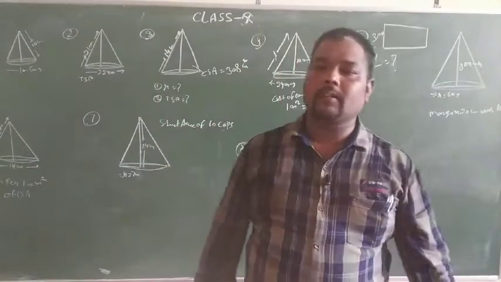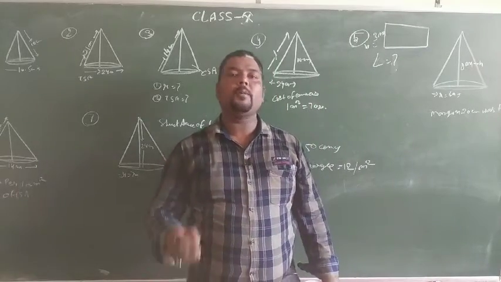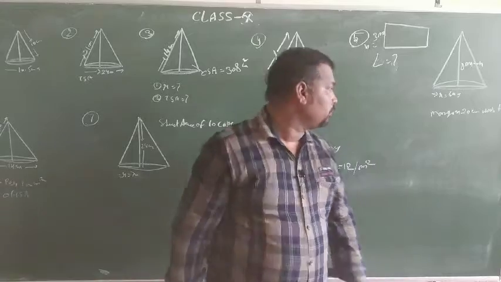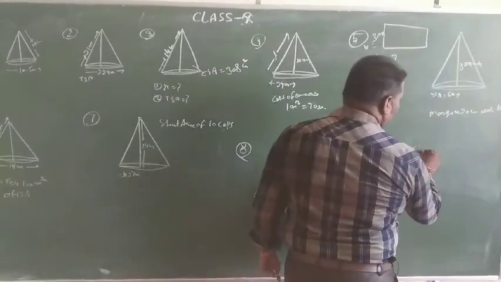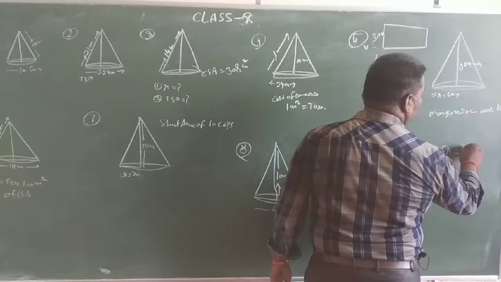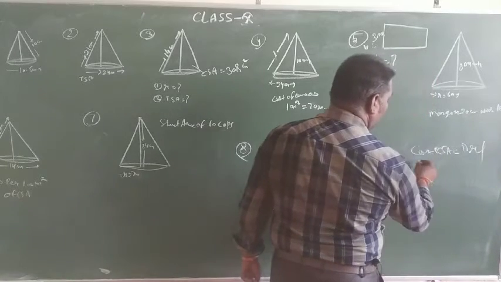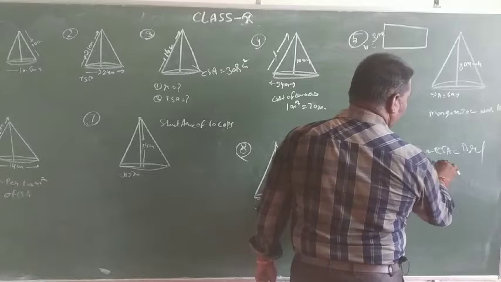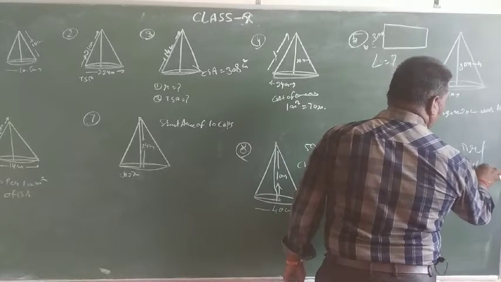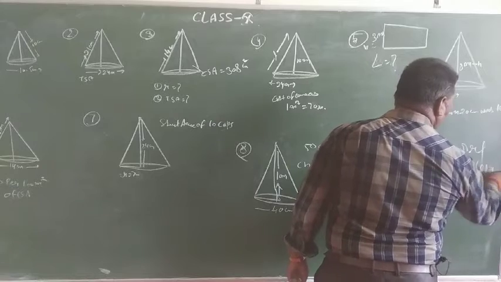In today's maths class we are studying exercise 13.3. This exercise is based on the cone. You know that cone CSA, curved surface area, is pi r L. Cone TSA, total surface area, is pi r (L plus r).